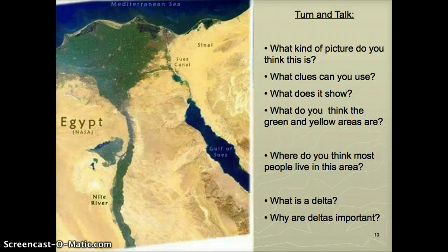All right, Alex, on to part 2 of the lesson 3.2 video. We're looking at slide 10, this satellite image showing the northern part of the Nile River, Egypt. We've talked about the yellow areas being desert, the green areas being vegetation. Green equals vegetation, yellow desert. And where do you think most people live in this area?